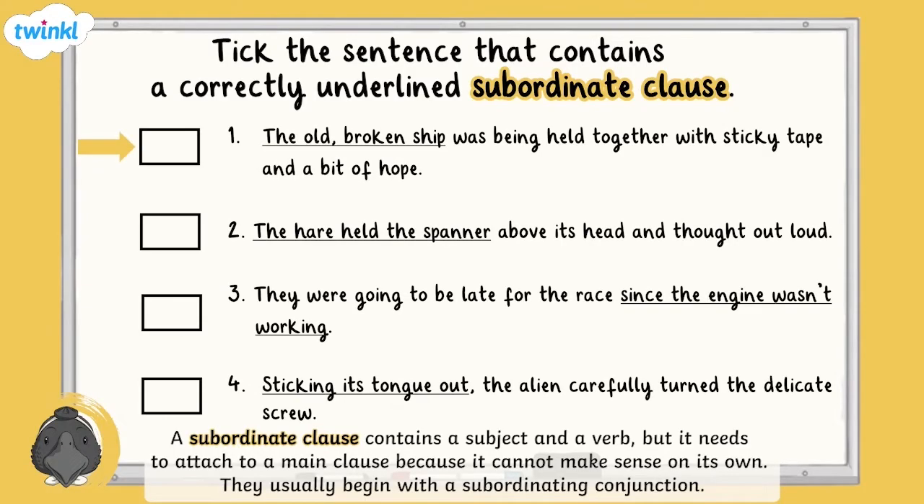Sentence 1 says, the old broken ship was being held together with sticky tape and a bit of hope. Sentence 2 says, the hare held the spanner above its head and thought out loud. Sentence 3 says, they were going to be late for the race since the engine wasn't working. Sentence 4 says, sticking its tongue out, the alien carefully turned the delicate screw. Which sentence contains an underlined section that starts with a subordinating conjunction and doesn't make sense on its own? Pause the video now while you complete the question.